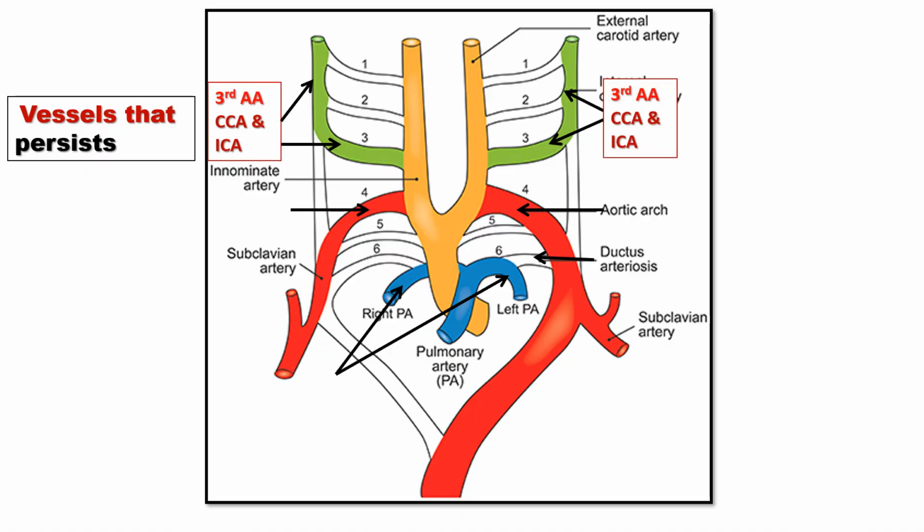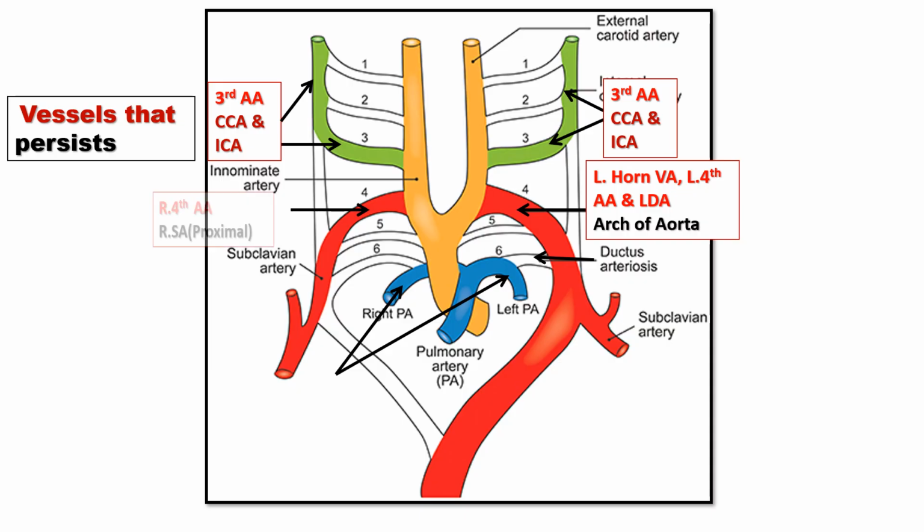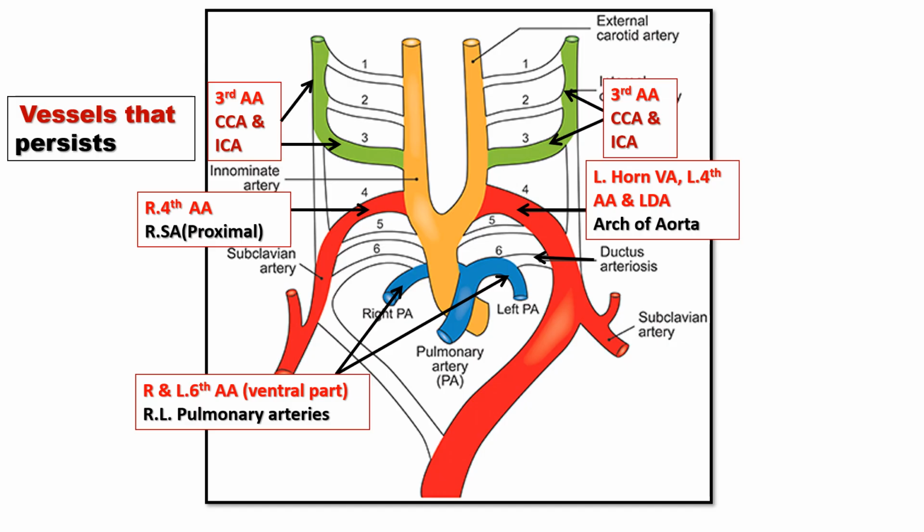So vessels that finally persist during the postbranchial phase are 3rd aortic arch which forms the common carotid and proximal part of internal carotid artery, 4th aortic arch, the left horn of ventral aorta and left dorsal aorta represented as the arch of aorta. On the right side, 4th aortic arch forms the proximal part of right subclavian artery. 6th aortic arch, the ventral part forms the right and left pulmonary arteries. 6th aortic arch, the dorsal part on the left side forms the ductus arteriosus.